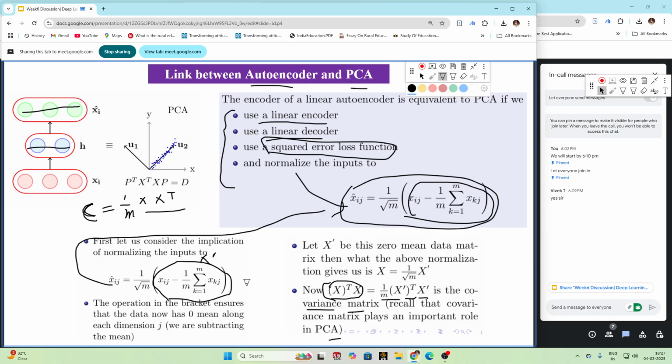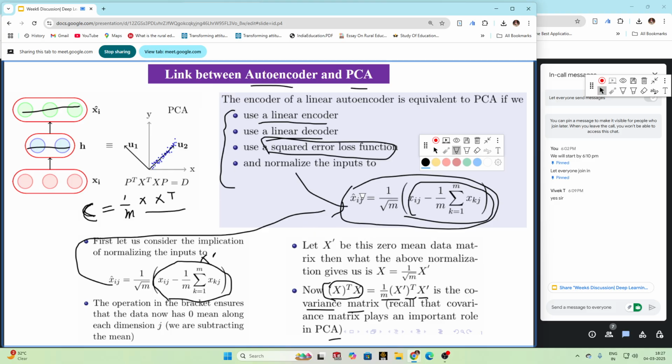Again I am repeating, what is the link between autoencoder and PCA? An autoencoder can be seen as a PCA if, first, we use a linear encoder, that is, the activation function we use in the encoding layer is a linear function. Second, the activation function we use in the decoding layer is again a linear function. Third, the loss that we are using is a mean squared error loss, or squared error loss. And fourth, we normalize the input.